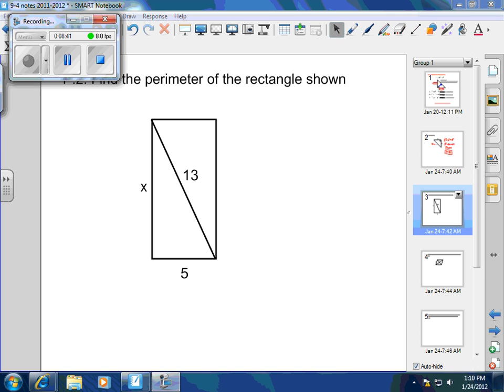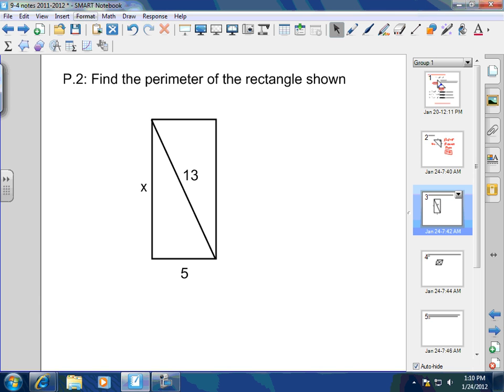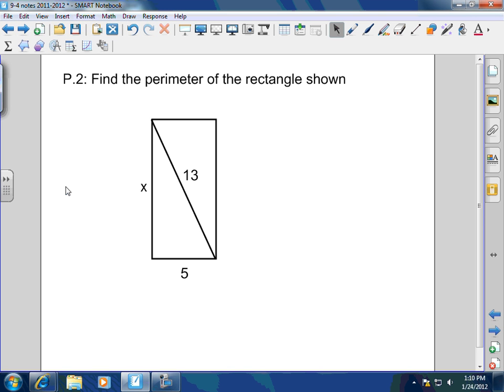All right, boys. Thank you very much for your patience there. All right, so number 2. Let's find the perimeter of the rectangle shown. All right, all of you are already jumping on there. That's a great job, guys. X is going to be 12 because this is a 5, 12, 13 triangle.